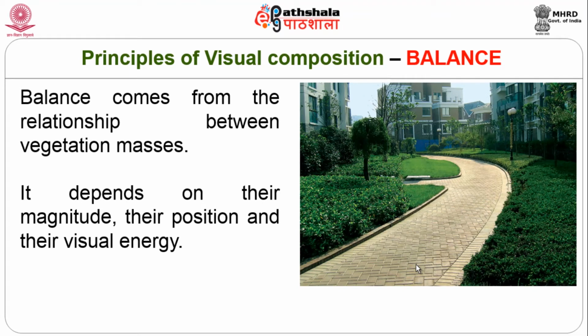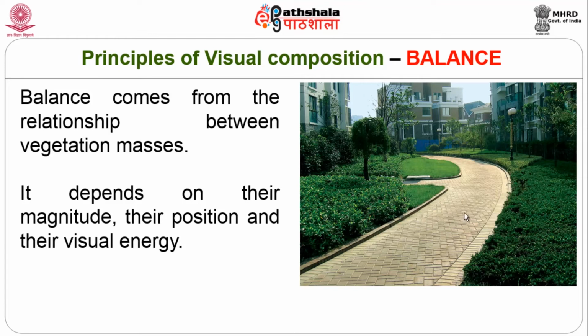In the same way, balance in planting is achieved by keeping a fulcrum or an axis, and based on this axis the massing is done on either side of it, and thereby we see how the balance is achieved visually. If you see this picture, the pathway becomes the axis based on which the balancing is being done.